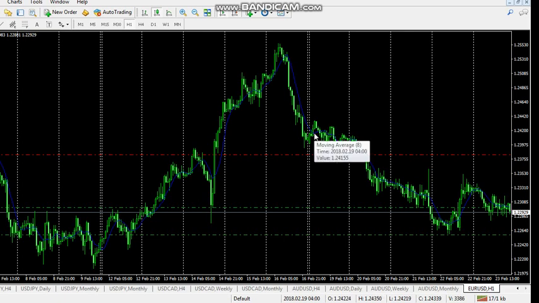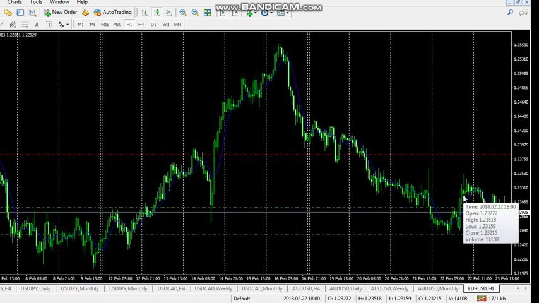There, price breaks out, but two candles aren't created. The first is created and then the second is not created. Price goes down. There, price breaks out, but one candle is created and then the second candle is not created.